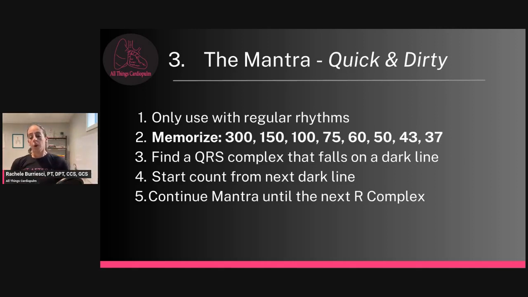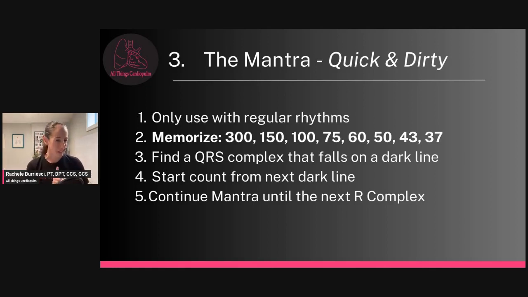You have to start with an R complex that falls on a dark line. You have to. If it doesn't fall on a dark line, this method does not work. Throw it right out the window. Okay? So you have to line it up with a method that falls on a dark line, period.